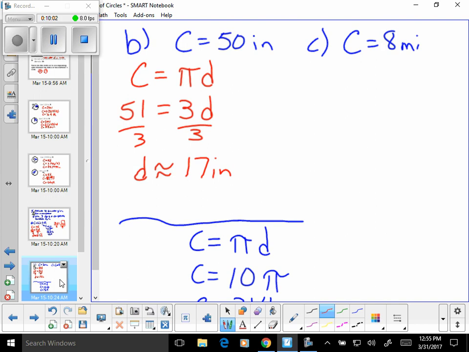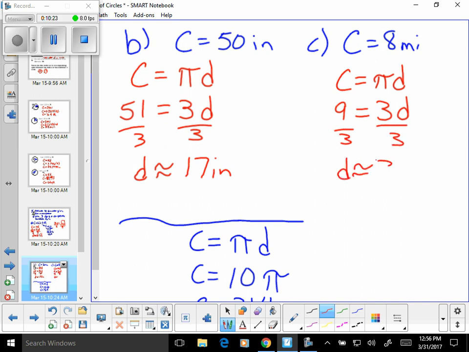Let's look at C. Again, circumference equals pi d. We want 3 for pi. Don't know diameter. Now, what number close to 8 is easily divisible by 3? Okay, that's going to be 9. Divide both sides by 3, and d will equal approximately, or be approximately, 3 miles. And that concludes lesson 8.4a.